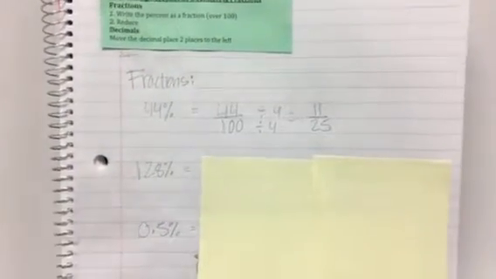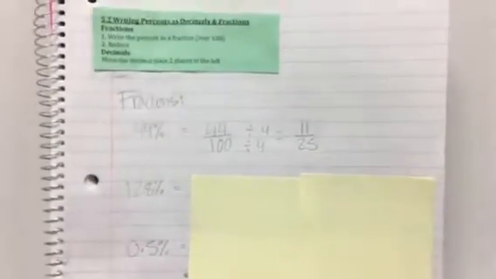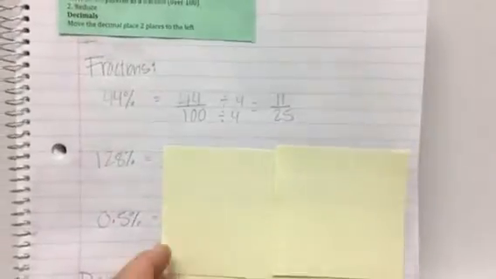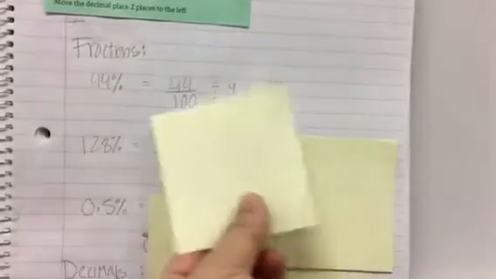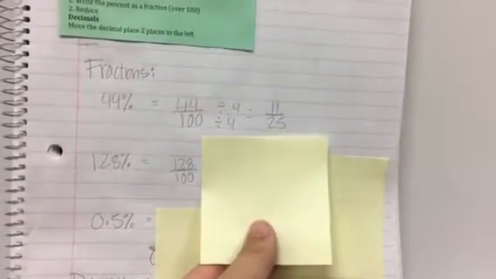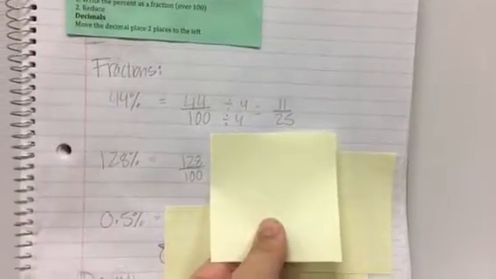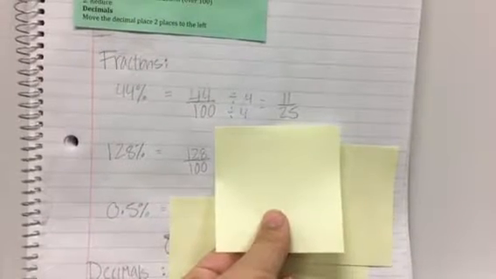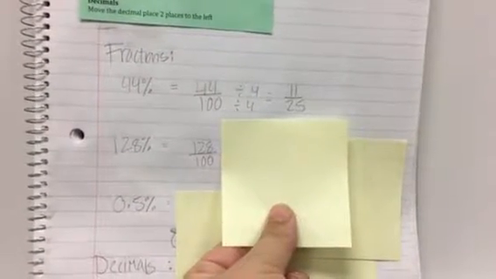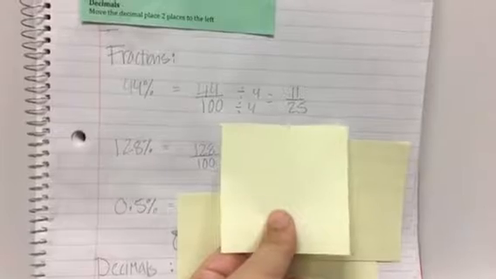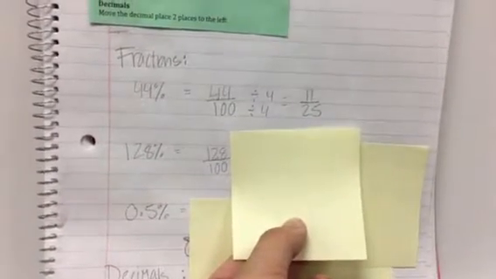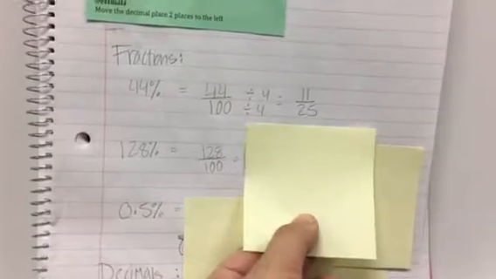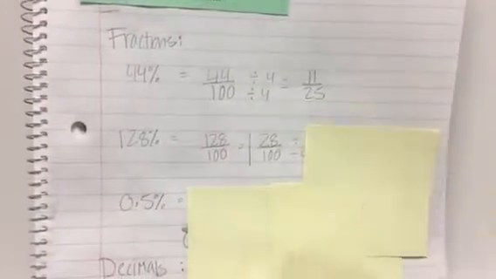Okay, so now we have 128, so we're going to follow the same steps. We're going to put 128 over 100, and then we're going to simplify. You can see that the number is bigger than 100, so we're going to have a whole number here. In this case, our whole number is going to be 1. If it was 228, our whole number would be 2. If it was 328, our whole number would be 3. So we're going to keep our whole number, and then it's going to be 28 over 100.